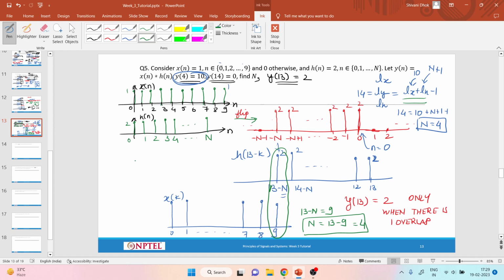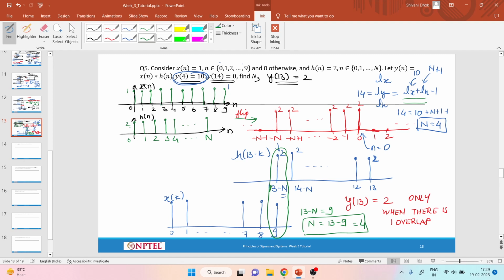And the second thing is, if my x of n is starting from 0, and my h of n is also starting from 0, then if I flip this h of k, you will observe that your first overlap will be from n equal to 0. So your output will also start from n equal to 0.